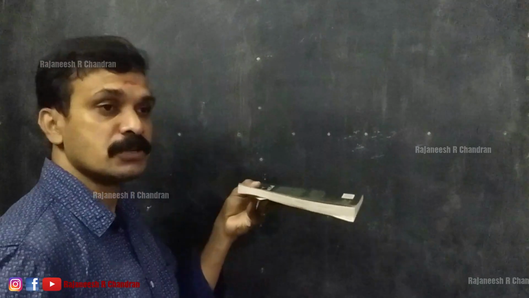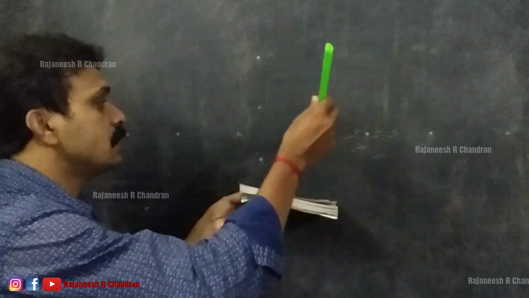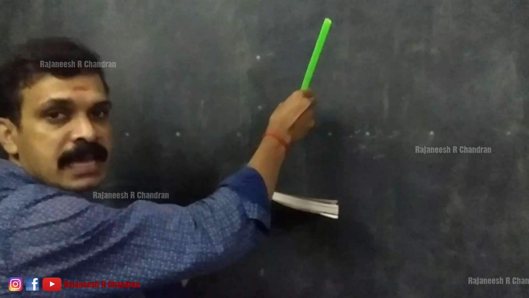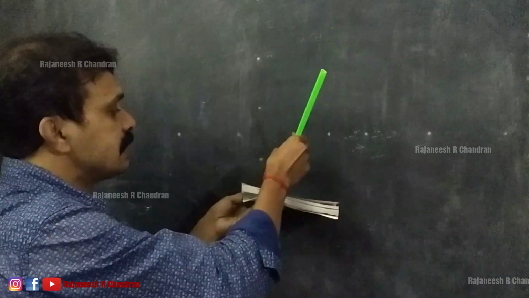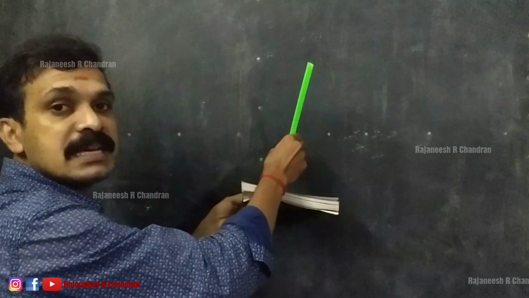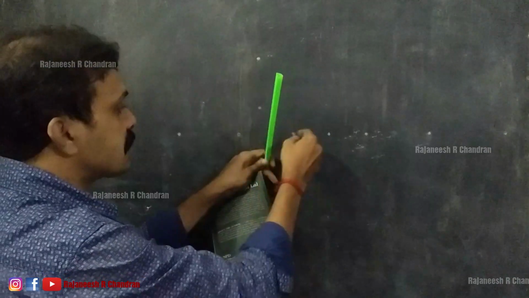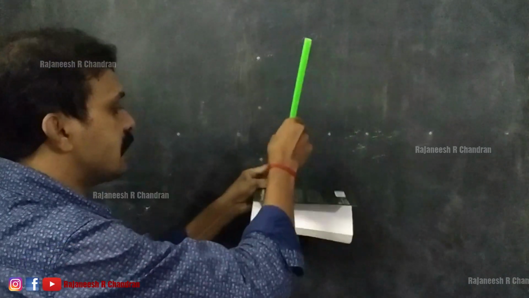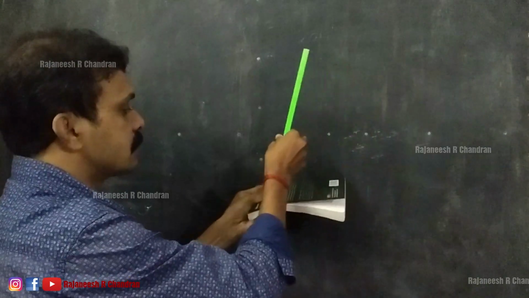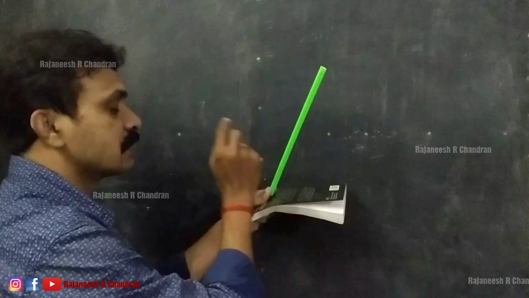Listen, this is HP and this is VP. Now you can see that this is a line. That line is inclined with both HP and VP, right? You can see an inclination with the VP like this, and you can see an inclination with the HP like this. See, this is the inclination with the HP.